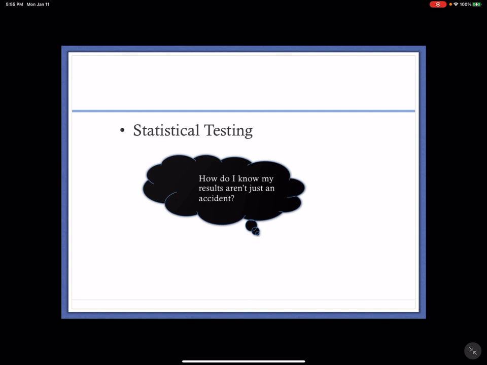The role that statistical testing plays in a research study, it just lets us know that our results are not due to accident. They're not due to chance. We use statistical tests to help us figure out that our results are not due to chance. They weren't an accident. What we found in our sample is actually what we would find if we had a balanced view of the population to the best of our ability.